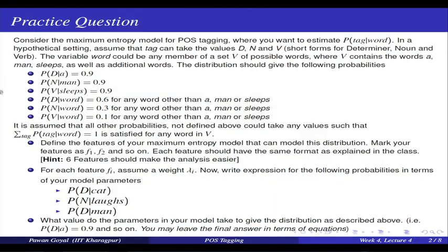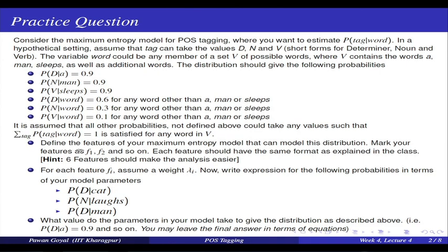So now how do I go about building my maximum entropy classifier? This is the problem. It is said that for all of the probabilities that are not given, suppose they take some value such that the sum of probability of tag given word is 1 over all possible tags. This is the normalization constraint, that the probabilities for all the possible tags for a given word should add up to 1. Now there are certain questions here.